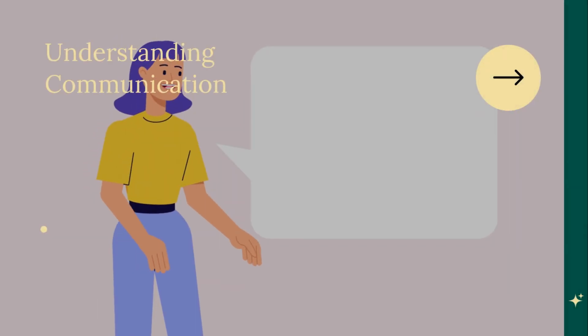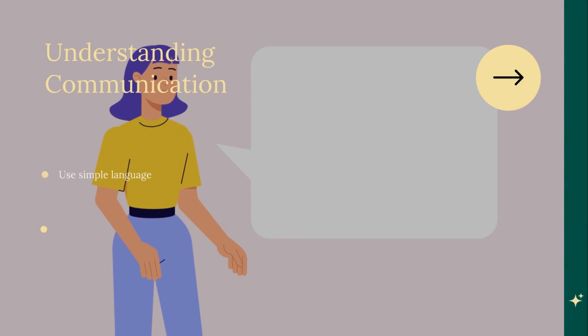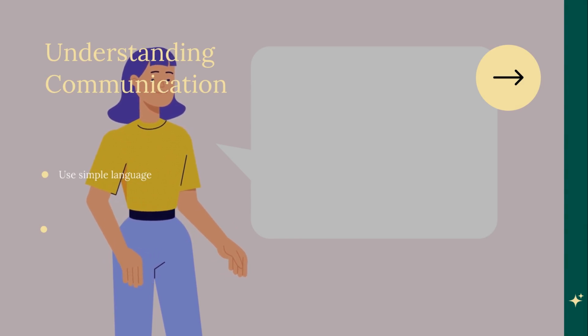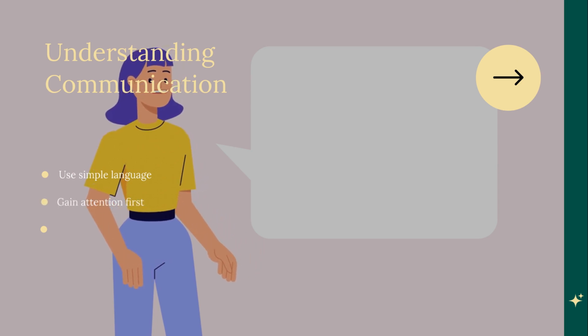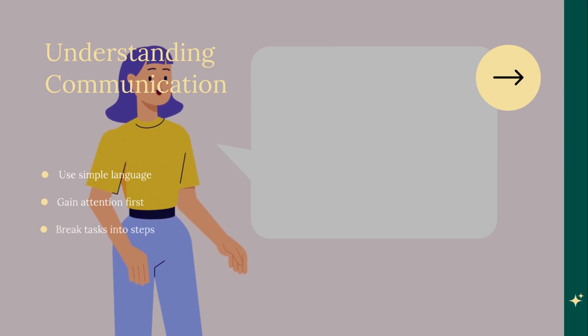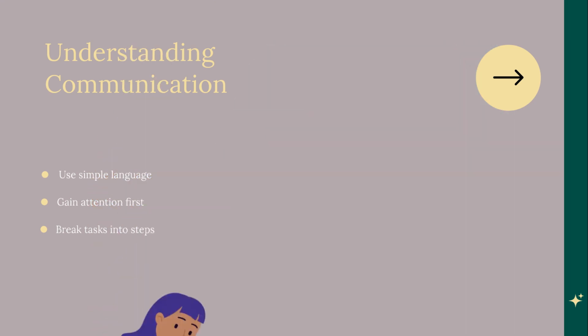Understanding communication. Use simple language and concrete words to ensure understanding. Gain the person's attention before speaking. Calmly use pictures or gestures if needed. Breaking tasks into small steps avoids confusion. Checking understanding prevents miscommunication.